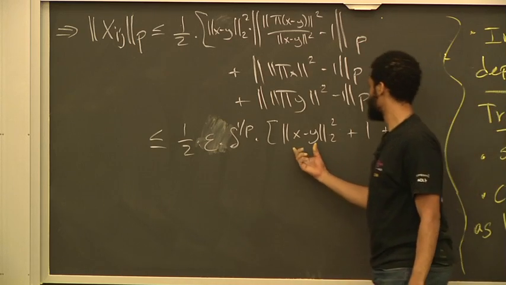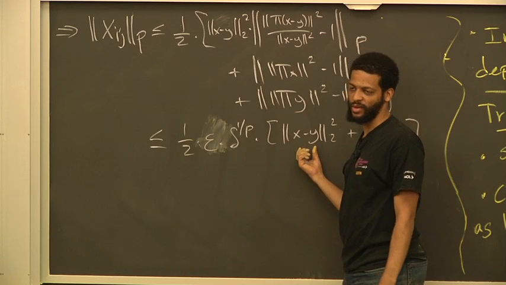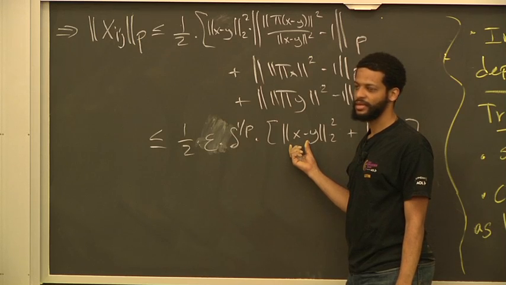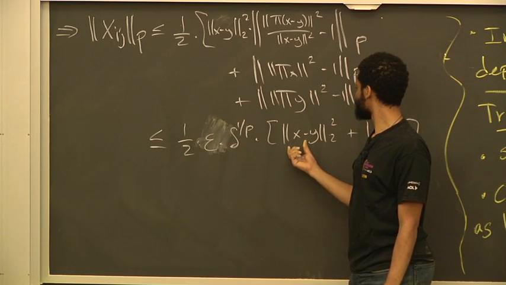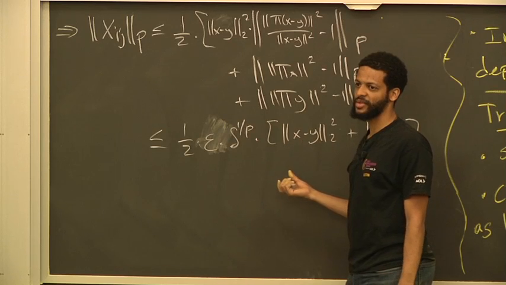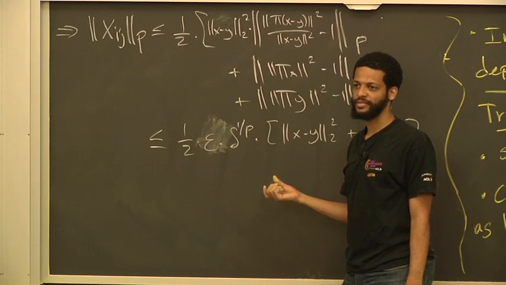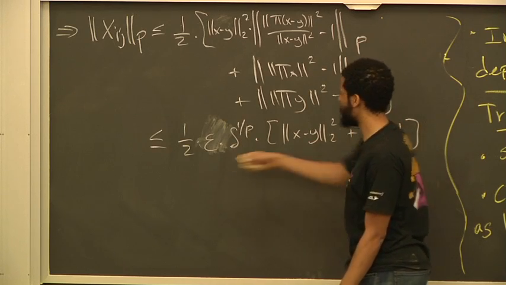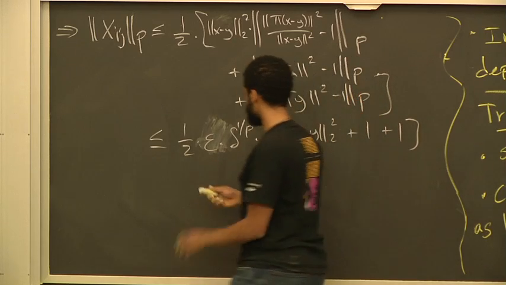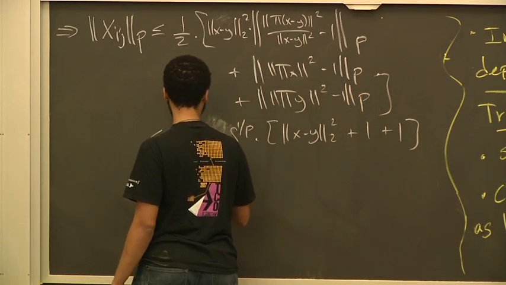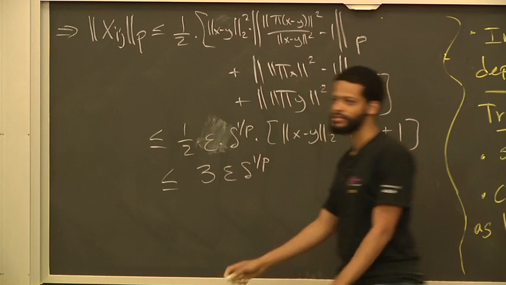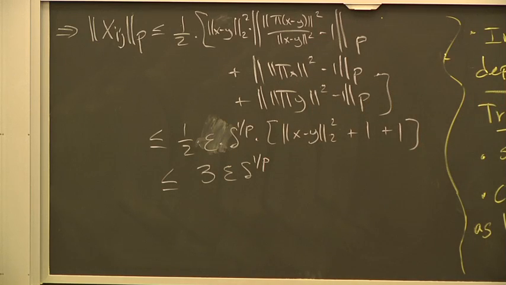I can use the triangle inequality on this. x and y each have unit norm, so their difference has norm at most 2. So the squared norm is at most 4. Okay, so 4 plus 1 plus 1 is 6, divided by 2 is 3. This is at most 3 epsilon delta to the 1 over p. That's where the 3 comes from. But if you're a little cleverer, you can get rid of the 3.